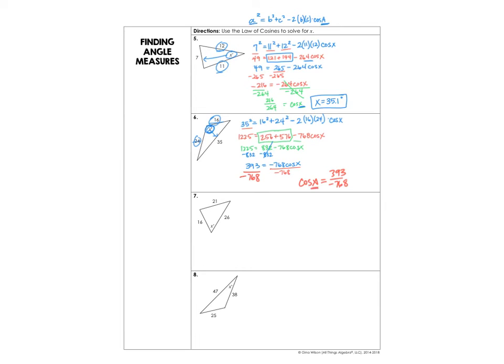So remember, when we're finding an angle measure, you're using the inverse cosine, so that's cosine to the negative 1, and in that parentheses, you're going to put that fraction. So 393 divided by negative 768, which is 120.77, so we'll say 120.8. That's degrees because we found an angle measure. Alright, let's look at one more.